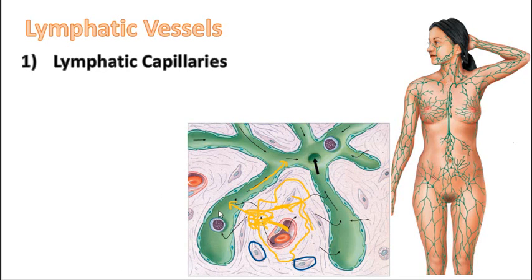When you look at the lymphatic capillaries, they are formed by endothelial cells, and there are button-like junctions between those endothelial cells. Those button-like junctions allow the fluid to pass through them when the interstitial fluid pressure is sufficiently high.